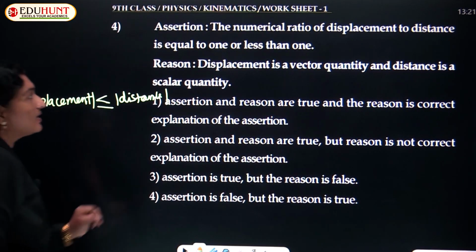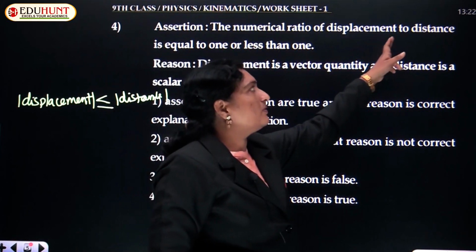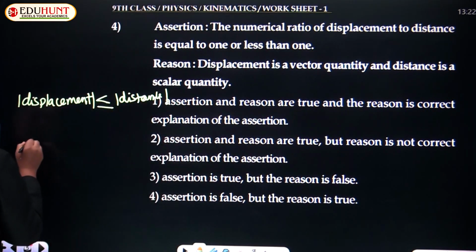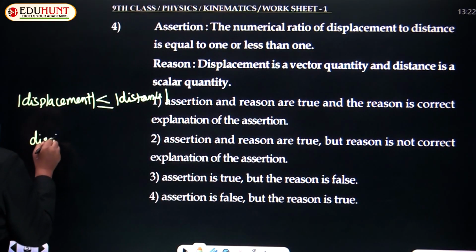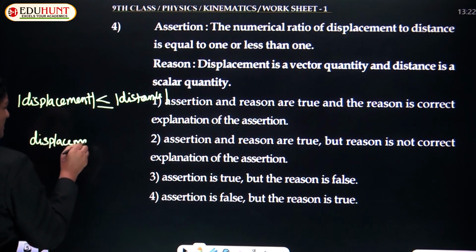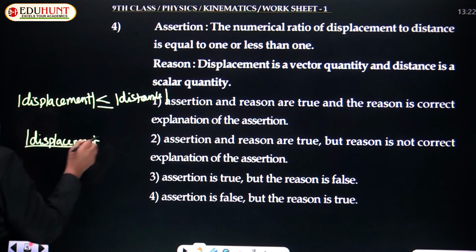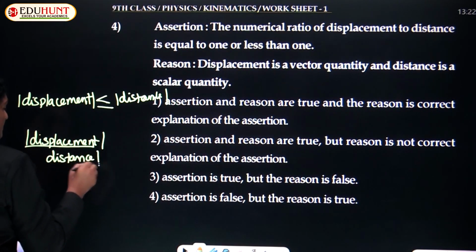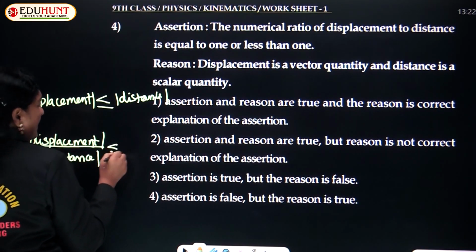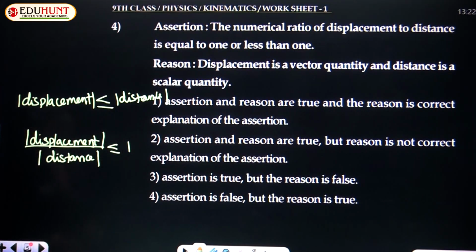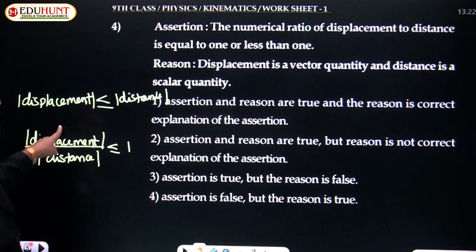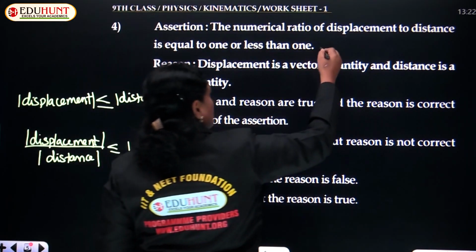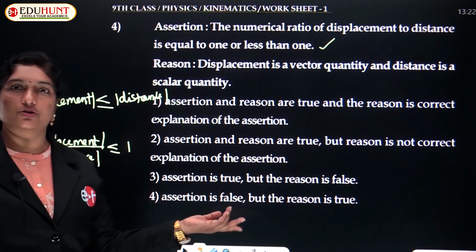So now what they're asking us to find out is the ratio between the displacement and the distance. So bring this distance here. Then displacement to that of distance must be less than or equal to 1. The numerical ratio of the displacement to the distance is equal to 1 or less than 1. So, the first statement is true.